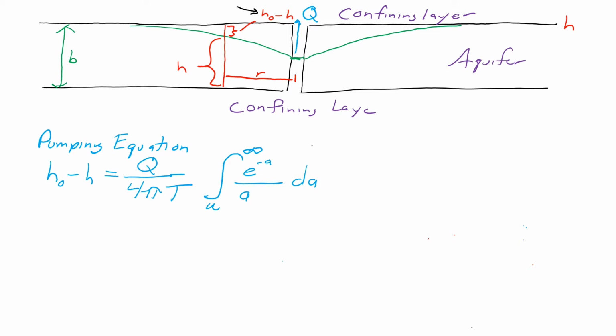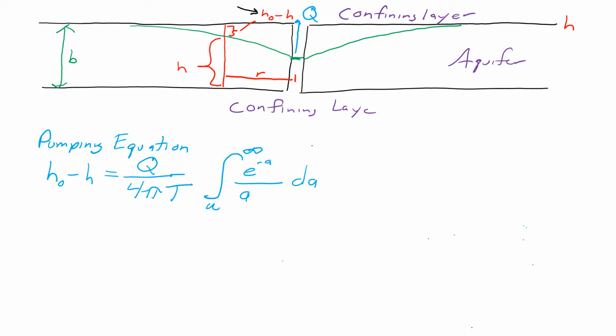Okay, so we have this well. Right at the well, it draws down the most. And as you move away, as r in this case gets bigger, the drawdown is less and less and less. At some point you're going to be so far away from this well that there isn't going to be any drawdown. But this equation is going to tell us what the drawdown is.